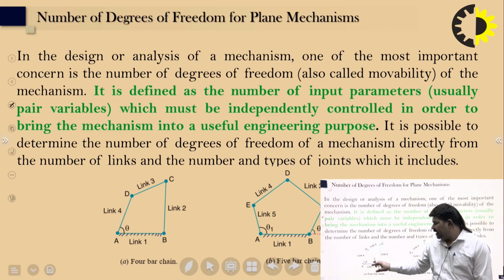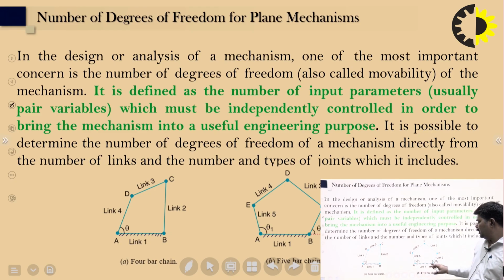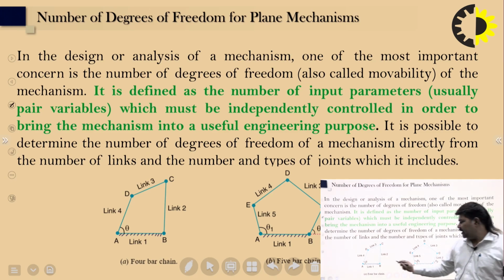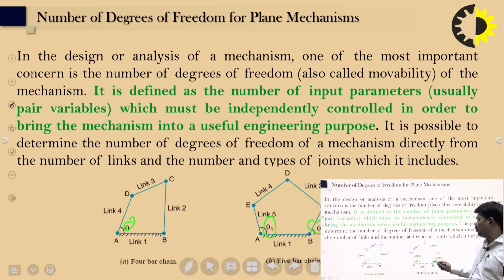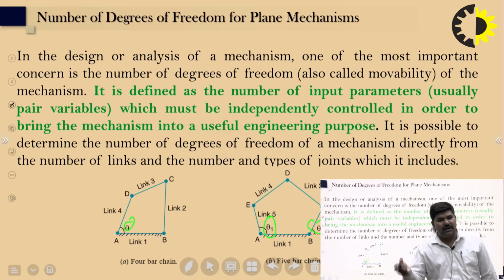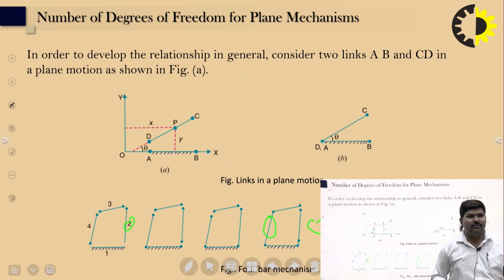So you can see the 4-bar chain and then there is the 5-bar chain. Here is a theta, one theta is here, and theta 2 is also there. So what is the number of motions there? We can calculate one by one using this formula.